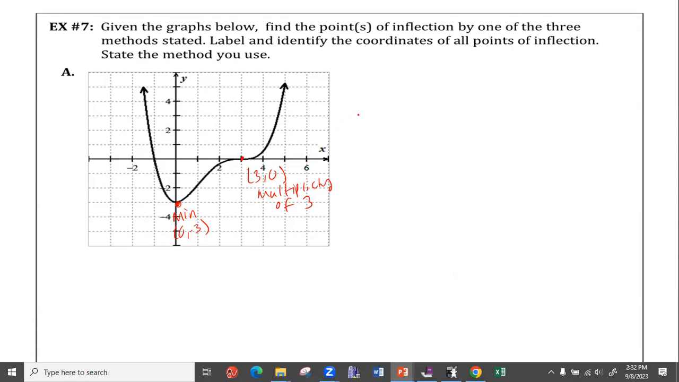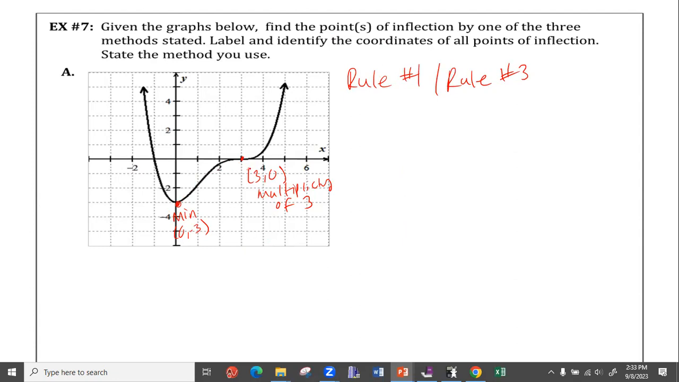Okay, so the rules that we're going to be using are rule number 1 and rule number 3. Okay? All right, so now, because of this, we're going to find our point of inflection by using these values.